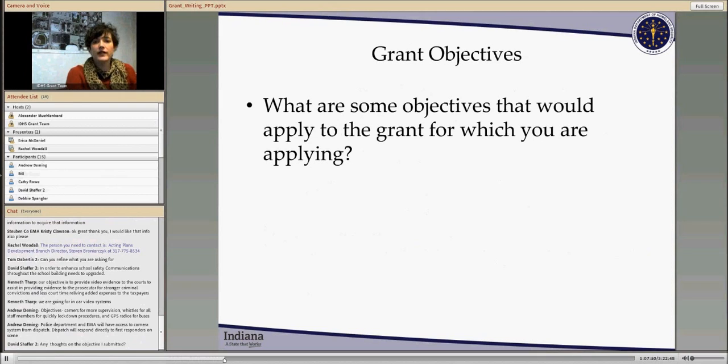What is going to be the benefit to your students and your staff by increasing those communications? Trying to think of an objective off the top of my head. It could be that if you do drills for lockdowns, you could have that lockdown occur faster, that you could have it occur across multiple school buildings if you have that improved communication. It could also, let me think a little bit more.